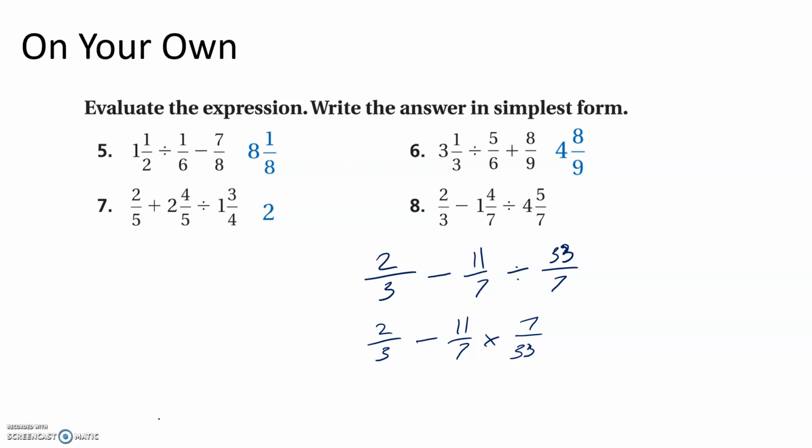Okay. Now I can cross cancel, and I get 1, 1, and 1, 3. So 2/3 minus 1/3, and that's going to give me 1/3.